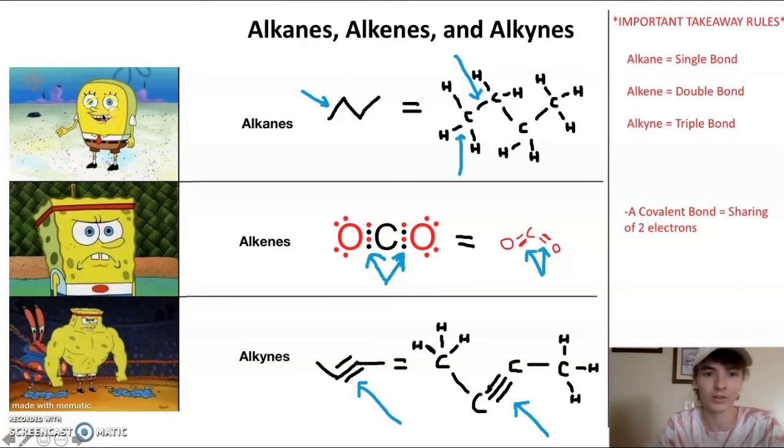And this is the relative strength, in this SpongeBob meme. So alkanes are the weakest, while alkynes, the triple bonds, are the strongest.